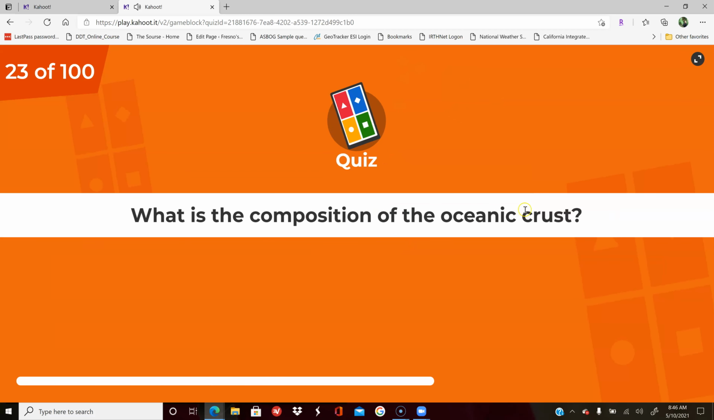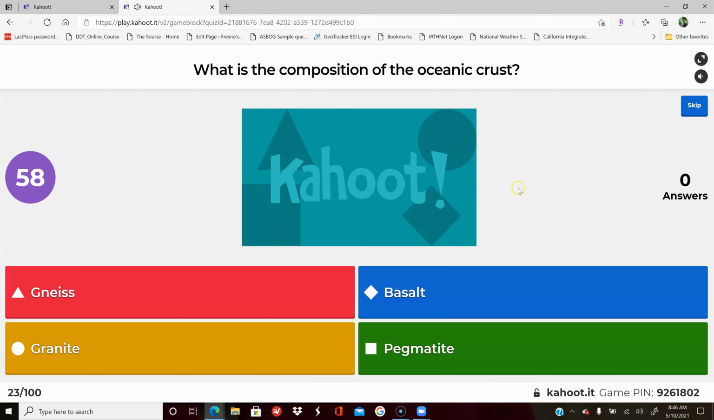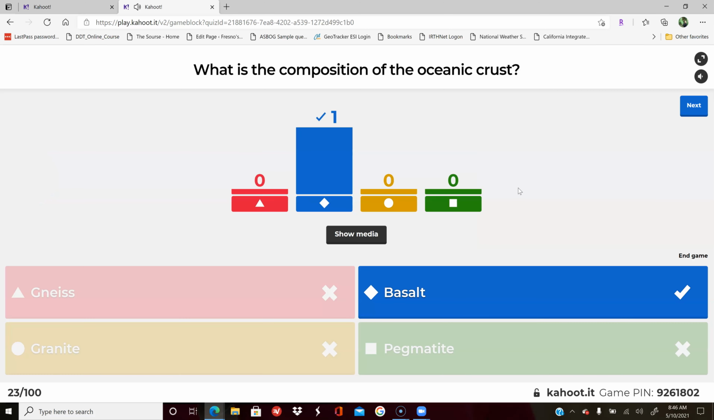What is the composition of the oceanic crust? Gneiss, basalt, granite, or pegmatite? This one is basalt. So the continental crust is made up of granite, and the oceanic crust is made up of basalt.